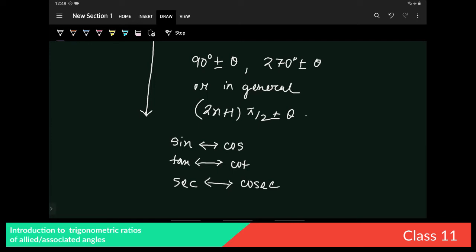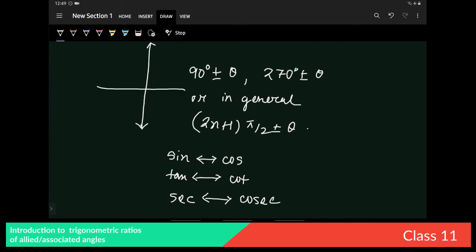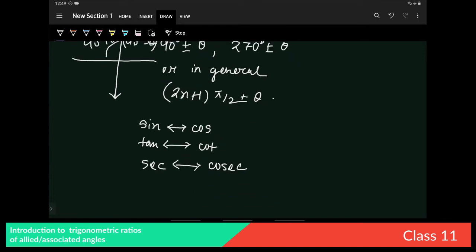This is the first working rule, that if a trigonometric ratio is associated with a vertical angle, that is pi by 2 plus minus theta. So I am talking about these angles: 90 plus theta, 90 degree minus theta, 270 minus theta, 270 plus theta. Then sine will change to cos, cos will change to sine, tan will change to cot, cot will change to tan, and sec will change to cosec, and cosec will change to sec.